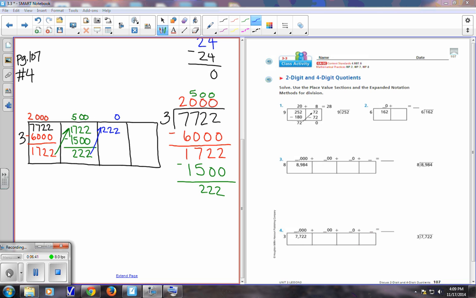So I have 222. So I'm looking at 22 now. So I know that 7 times 3 is 21. So that's probably going to be the closest. Subtract. And I know that when I take this 12 and move it up to the next place value, I am looking at ones. So how many threes go into 12? 4.